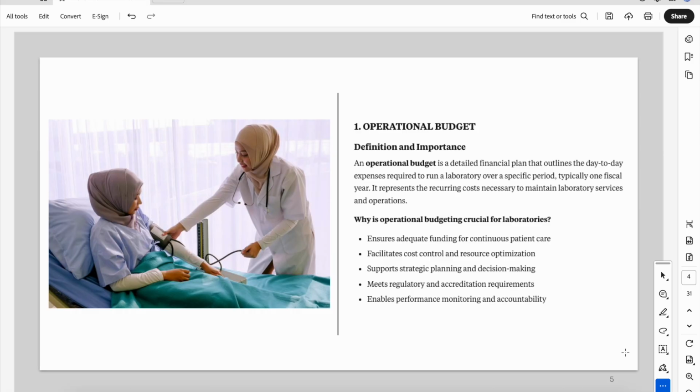Third, it supports strategic planning and decision making. A well-planned budget helps you anticipate needs and make informed decisions about resource allocation. Fourth, it meets regulatory and accreditation requirements. Many accreditation bodies require evidence of financial planning and oversight. Finally, it enables performance monitoring and accountability. Your budget becomes a benchmark against which you can measure your laboratory's financial performance.